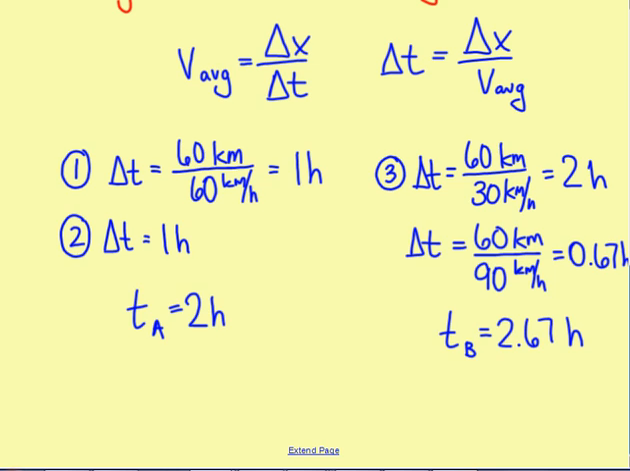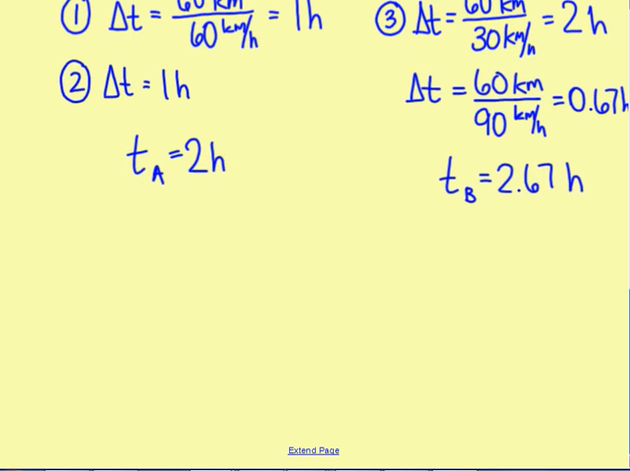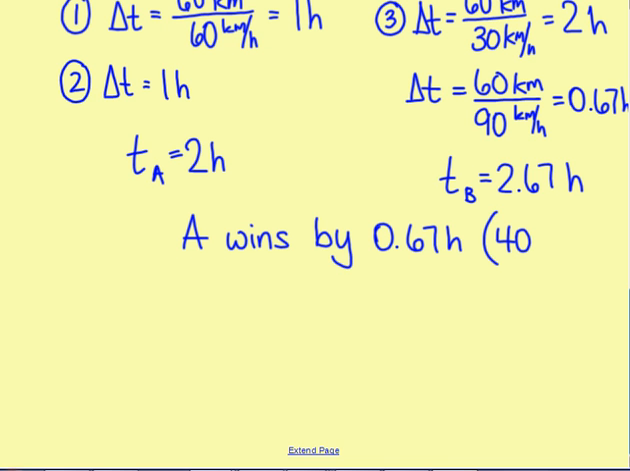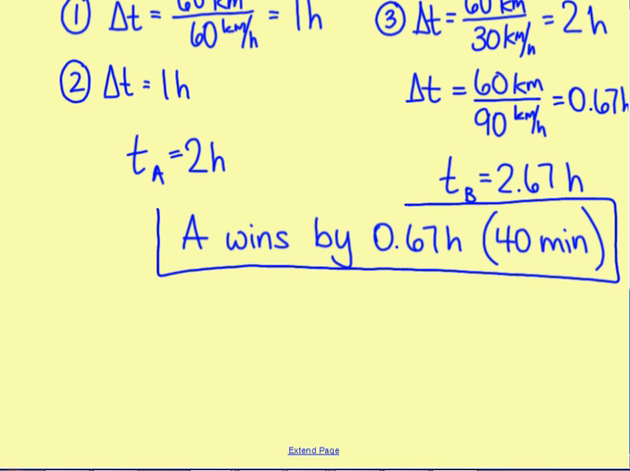So A wins, but the problem also asks by how much. To find out how much, I just subtract these two numbers. So A wins by 0.67 hours, which is the same thing as 40 minutes. That's a logical amount of time for a boat race to happen, especially when they're going 60 kilometers. So I boxed my answer.